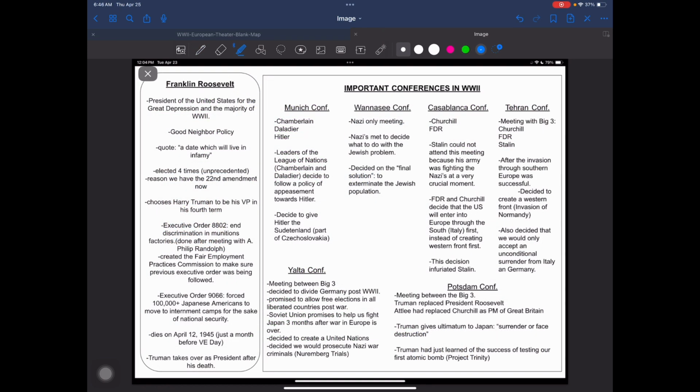So to proceed with this unit on World War II, on this page we're going to see that I've got some detailed information about Franklin Roosevelt and some important conferences that we see during World War II. So let's break all of these down.